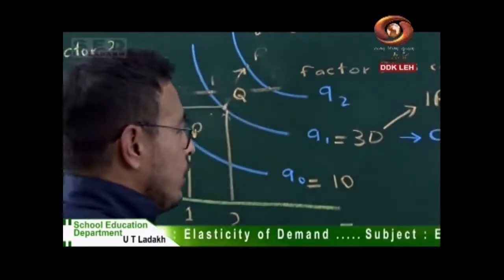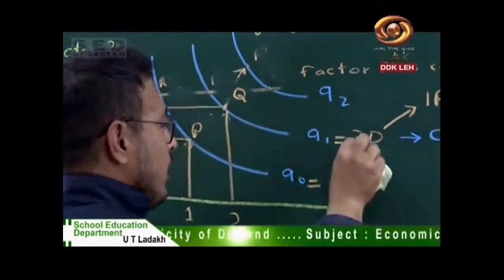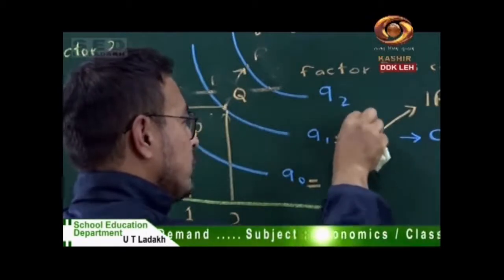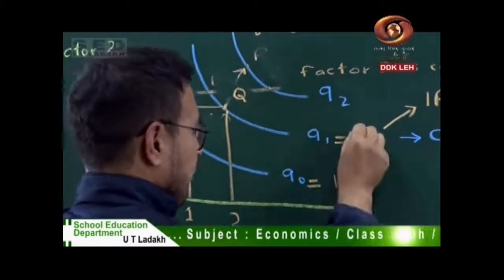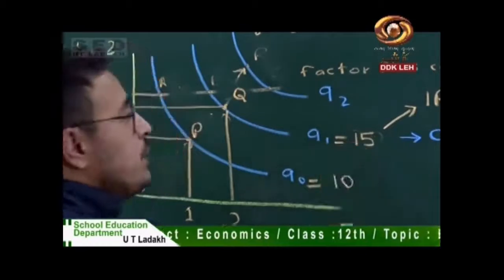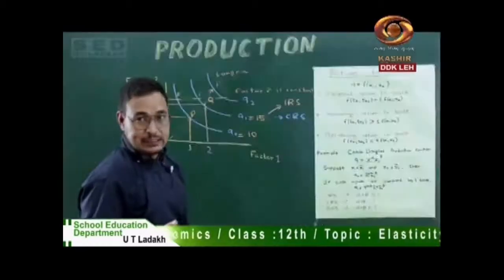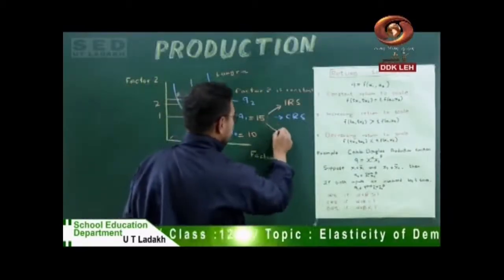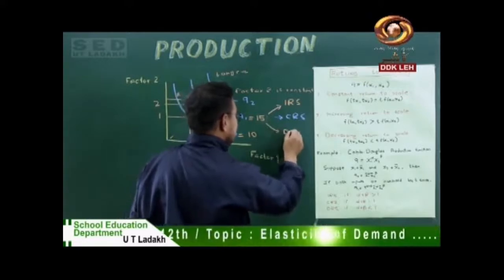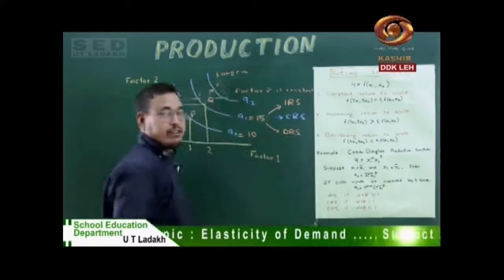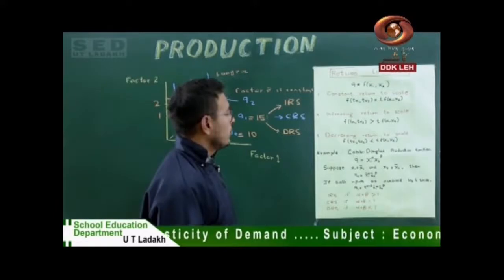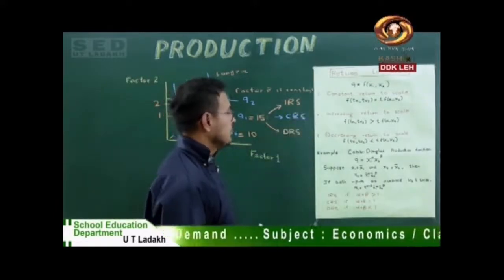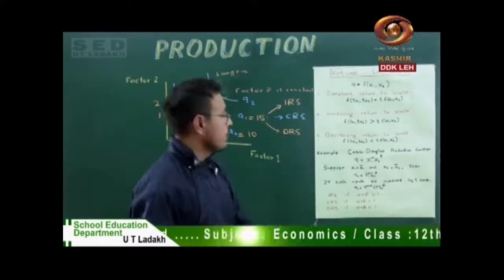Now say the third scenario. In such a case, say your output is now 15. Now output has increased but the scale is much lesser. So in such a scenario we use the term DRS. DRS represents your decreasing return to scale. Okay, we can use this to understand it in much more detail.